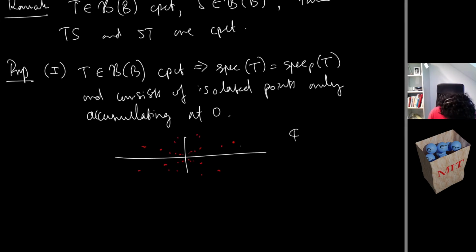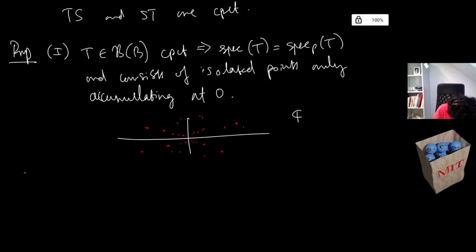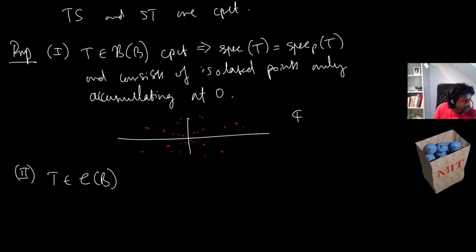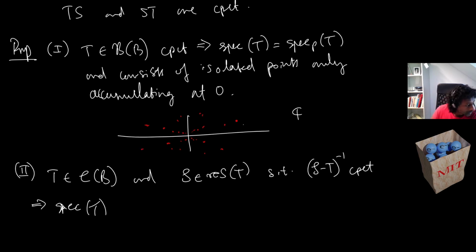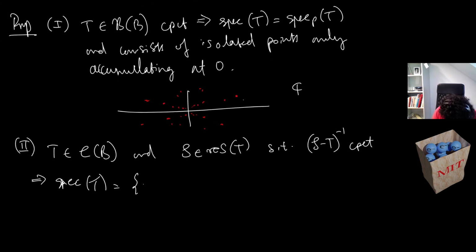So that's the first thing. And the second thing is that if we have a closed operator T and we have some zeta in the resolvent set such that zeta minus T inverse is a compact operator, then we have that the spectrum of T is the lambda i, just some countably many isolated set of points.